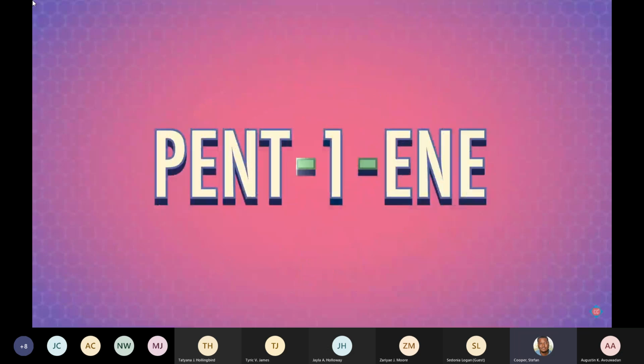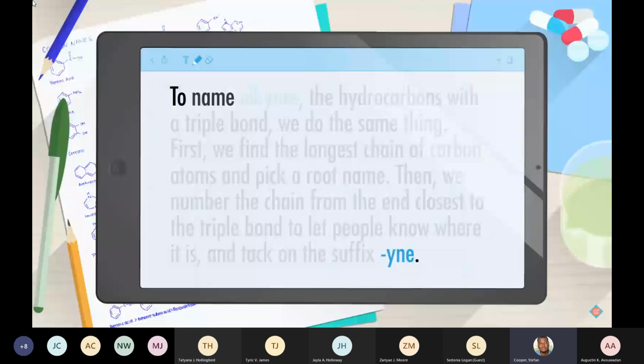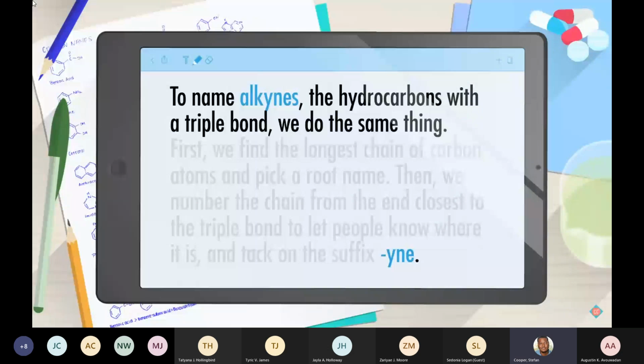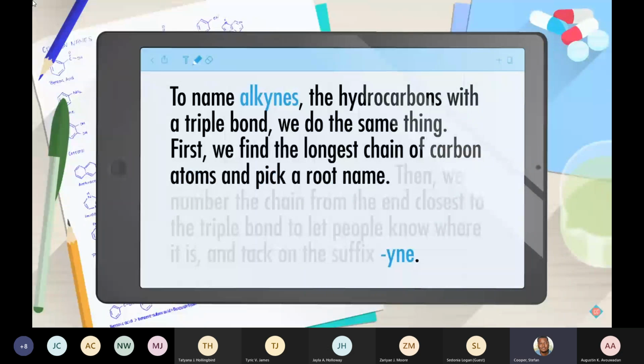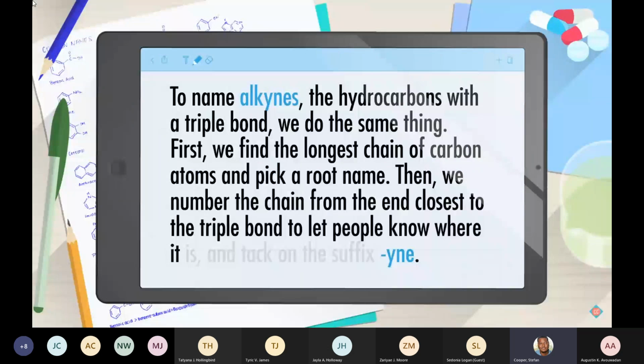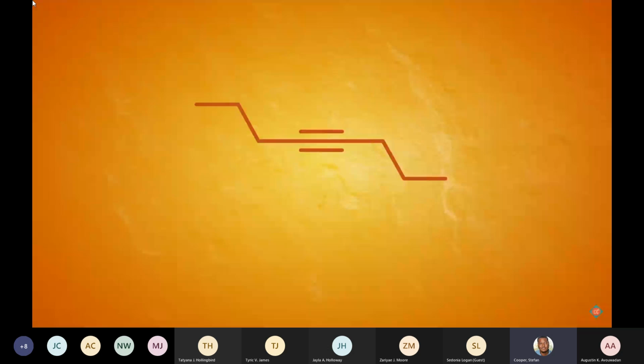To name alkynes, the hydrocarbons with a triple bond, we do the same thing. First, we find the longest chain of carbon atoms and pick a root name. Then we number the chain from the end closest to the triple bond to let people know where it is, and tack on the suffix -yne. For example, an 8-carbon chain with a triple bond in the center would be called oct-4-yne.